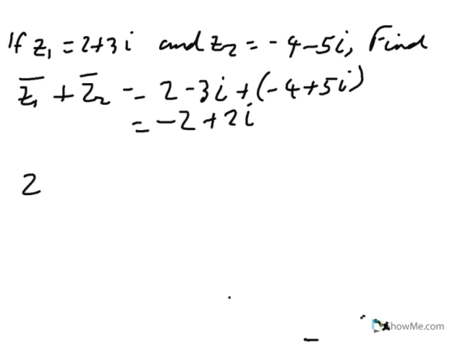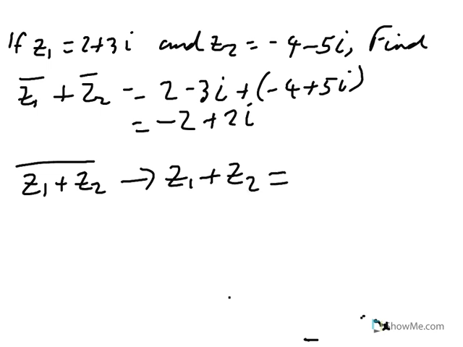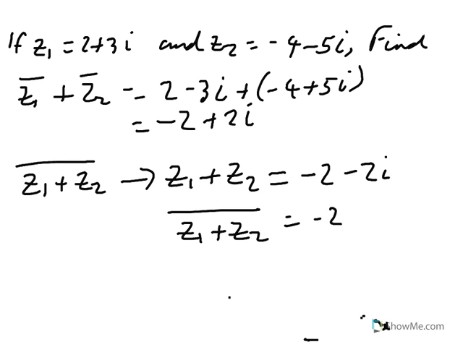Now, that of course is different to the conjugate of Z1 plus Z2. So this time we need to do Z1 plus Z2 first, and of course that is 2 minus 4, minus 2. 3i minus 5i is minus 2i. And the conjugate of that then is minus 2 plus 2i. Alright, so the answer may be the same, but the thinking and the order that we're doing things is different. So it may not necessarily always be the same.